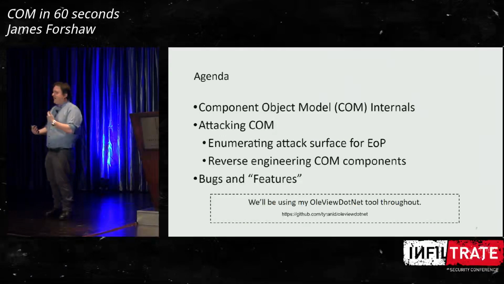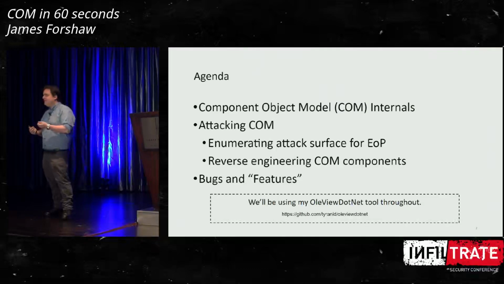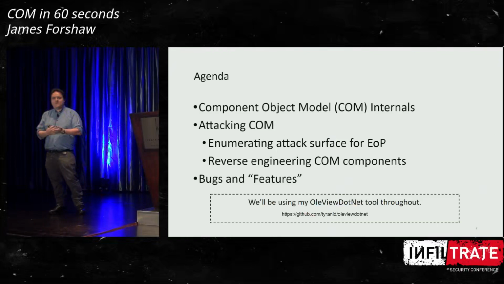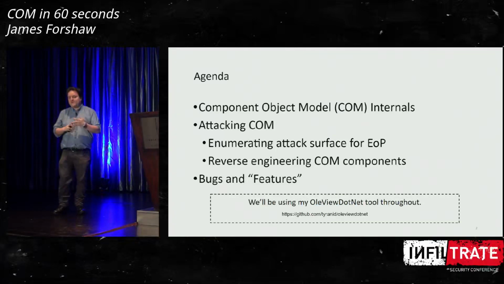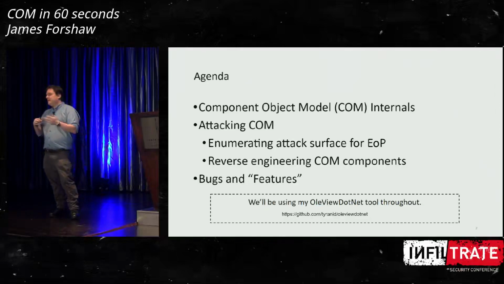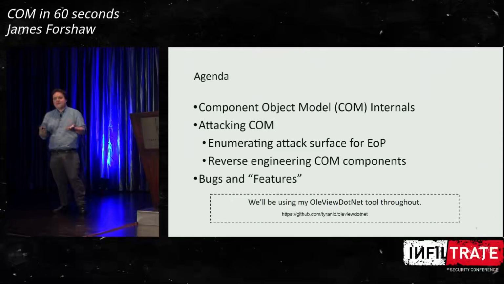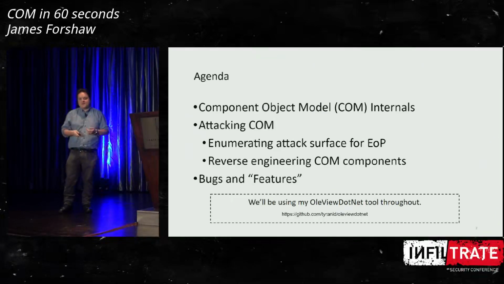Then, of course, I'm going to talk about actually attacking COM in various different ways, mainly for elevation of privilege, because elevation of privilege is my kind of thing. But trying to find attack surface from, say, sandboxes or attack surface for local privilege escalation to the system, and then a bit about how you reverse engineer, certainly out of process COM objects. And then finally, I'm going to talk about some bugs and features I found, and at the end I'll have a few demos, depending on how much time I have left.